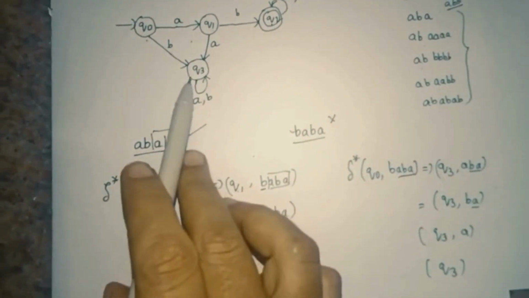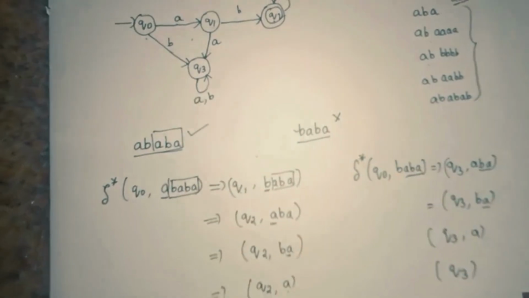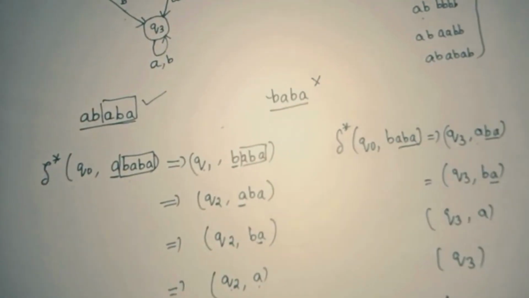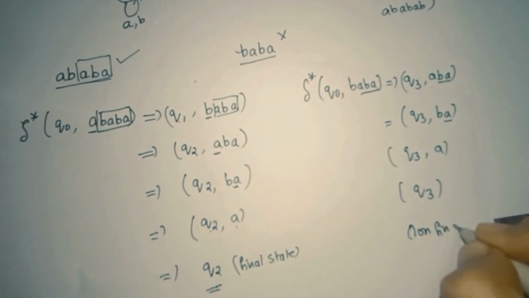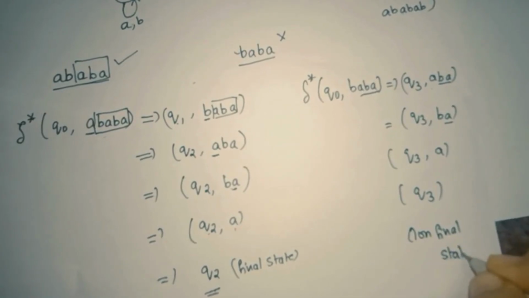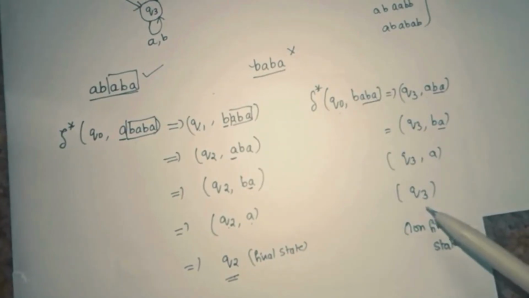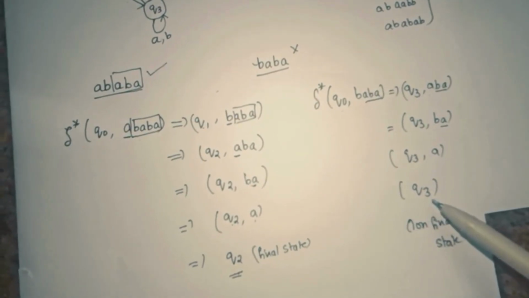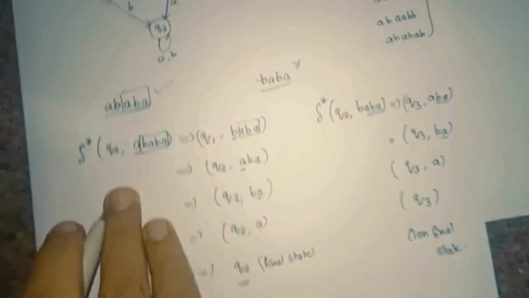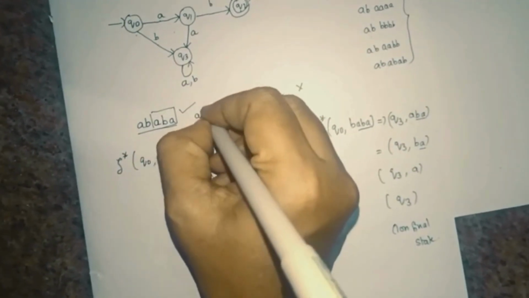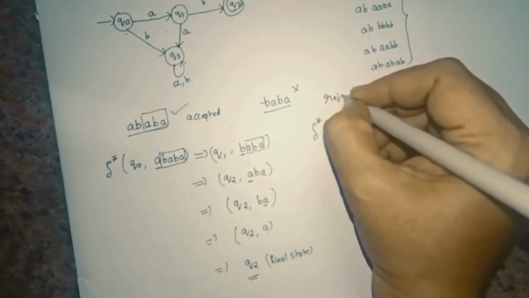See, Q3 on A or B or A or B, it will end up in the same state. Hence we are reaching Q3, which is a non-final state. So if you are starting from the initial state and you are reaching a non-final state, hence we can tell that the string is rejected. We will call this one accepted and this one rejected.